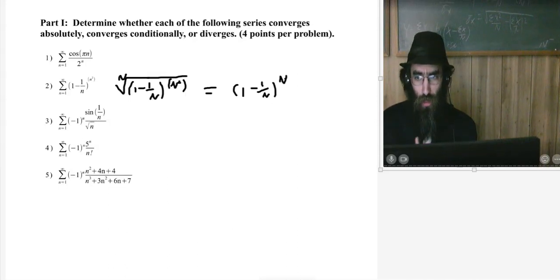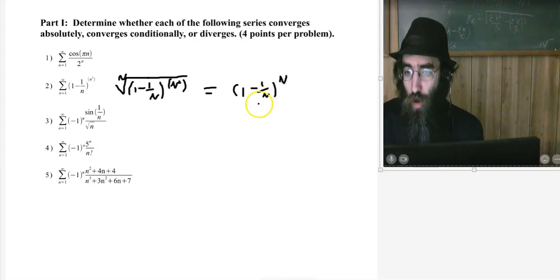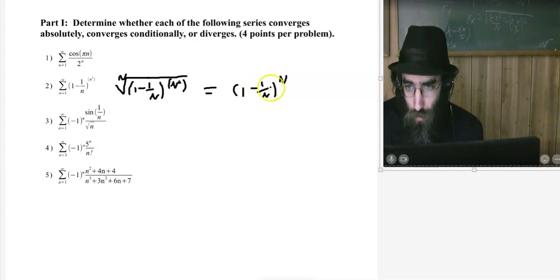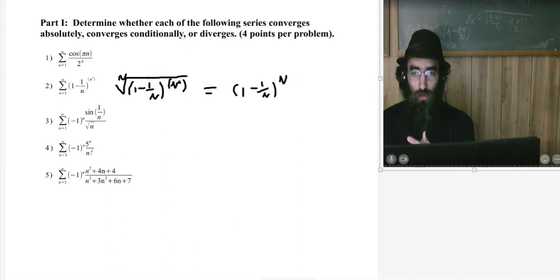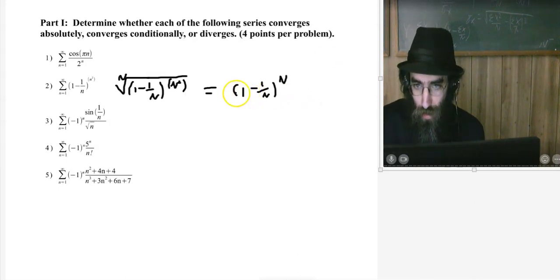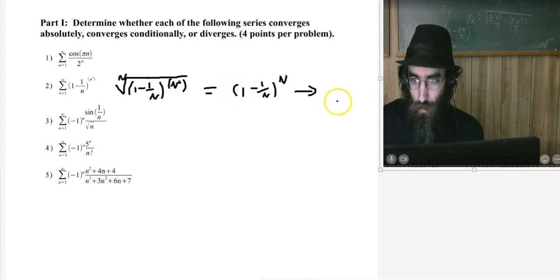Hopefully, if you're in a class like this, you recognize this limit as n goes to infinity of 1 plus any constant over n, right? In that case, that constant is negative 1 to the n. Hopefully, you recognize this as the limit definition of e or the limit definition of e to the x. This, by limit definition, in the limit as n goes to infinity, will go to 1 over e.